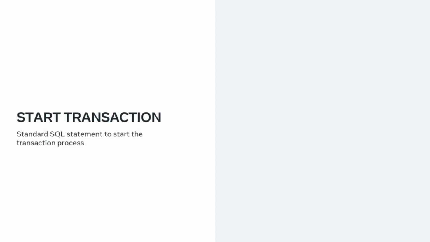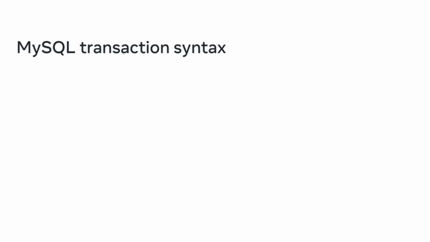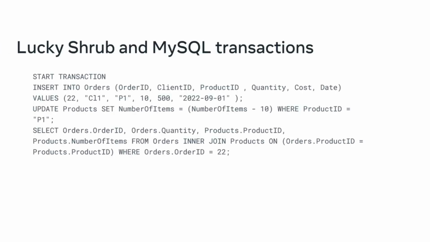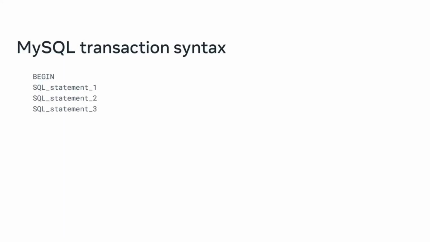Start transaction is the standard SQL statement for starting a transaction process. This syntax marks the point that you'll return to should you decide to roll back the process. So begin your syntax with start transaction. Then list your SQL statements underneath. For example, Lucky Shrub can begin their database updates with a start transaction statement, and then follow this with a list of the required SQL queries. However, start transaction isn't the only way to begin a transaction. With MySQL, you can also use the begin or begin work aliases as alternative ways to initiate a transaction.